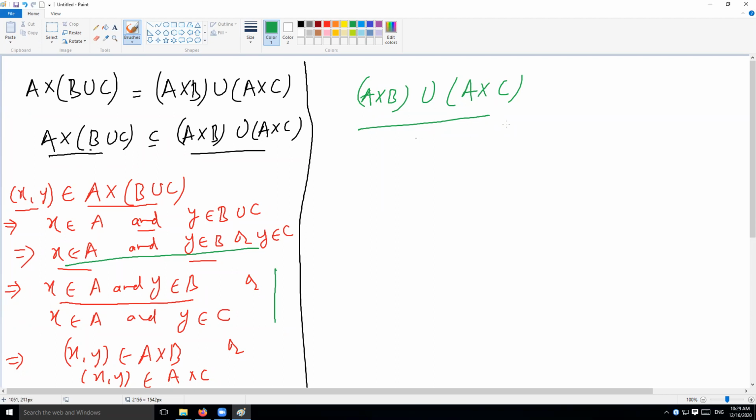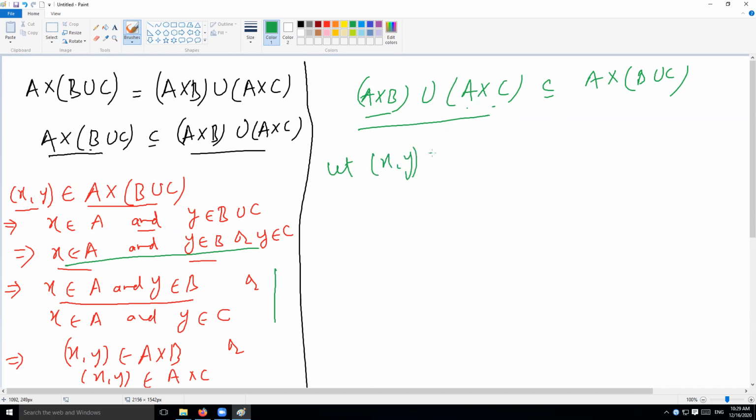Anyway, so let's show that A cross B union A cross C is a subset of A cross B union C. All right. Now, what would be the abstract element in this form? So it's going to be ordered pairs, because this is the union of a set of ordered pairs with another set of ordered pairs. So in this union, you're going to have ordered pairs.